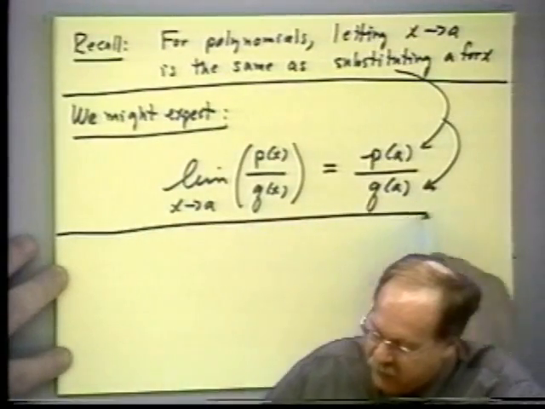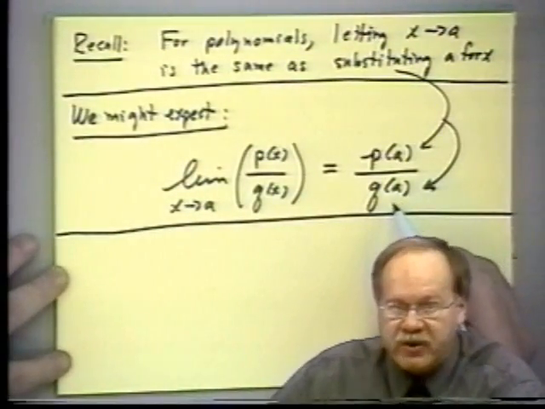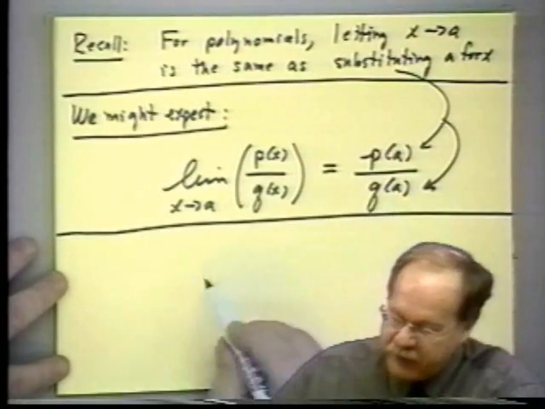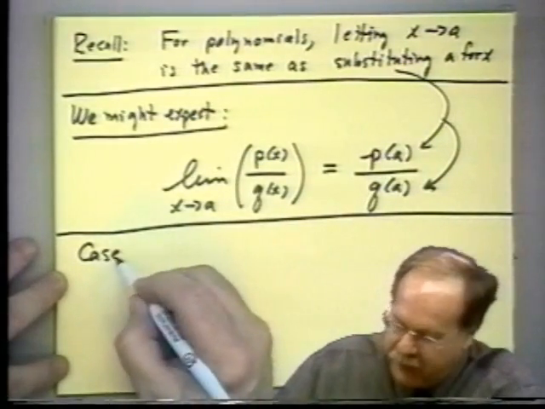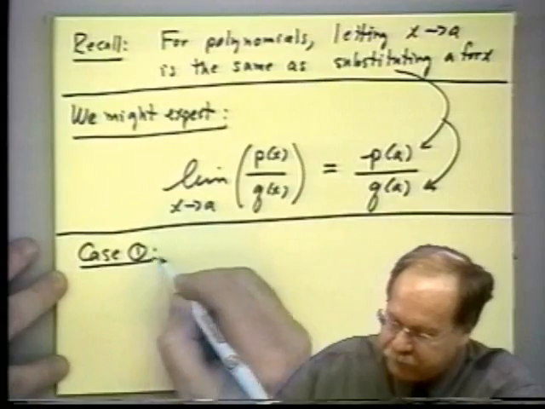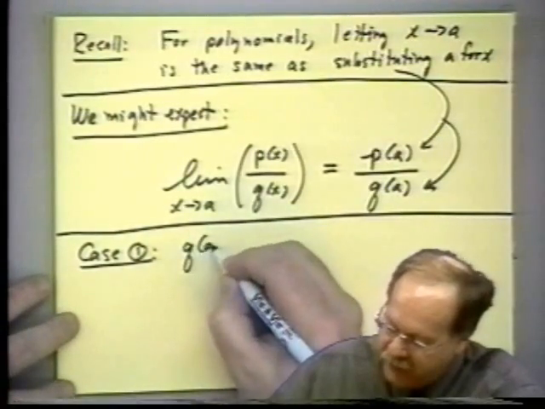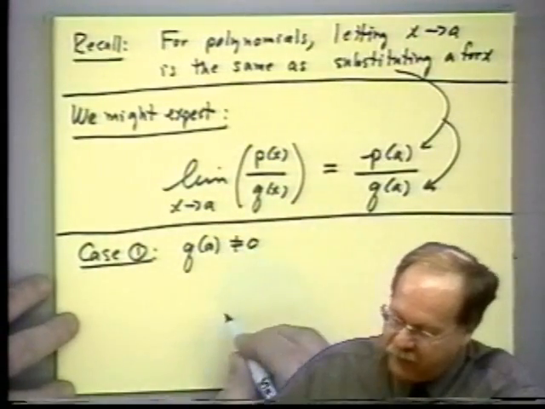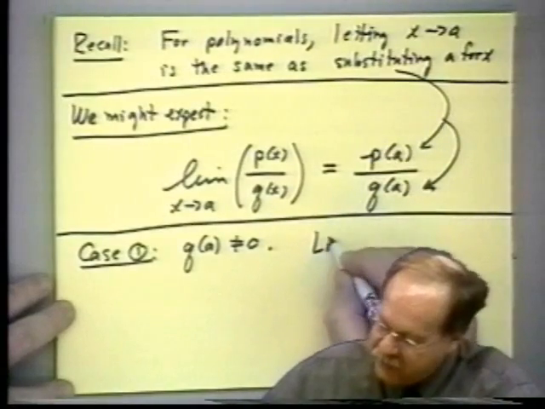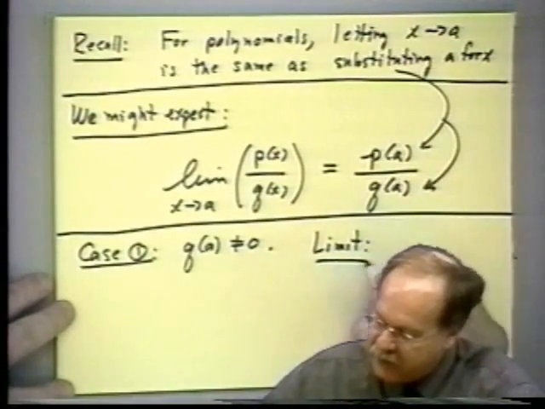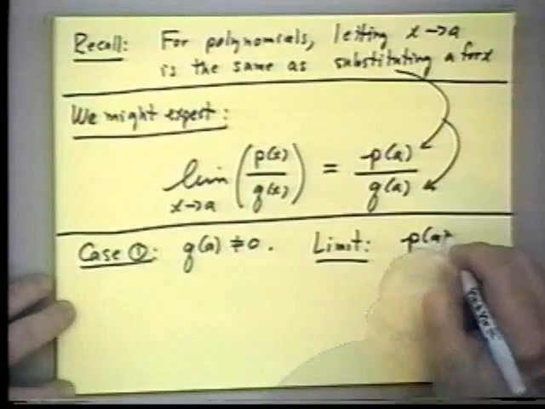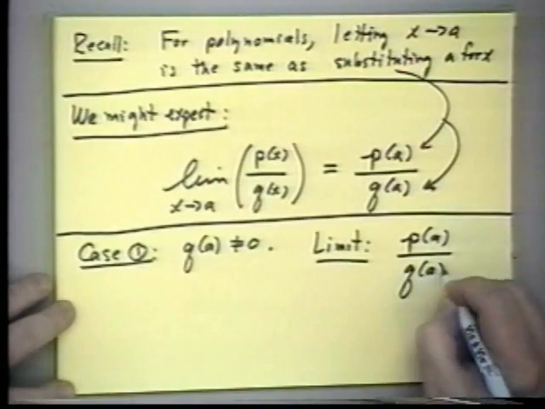Well, as we already have noted, the danger here is in the division by 0. So we have to look at these cases separately. Let us look at case 1 first. This is where q of a is not equal to 0. In that case, the limit is exactly what you'd expect. It is p of a over q of a.